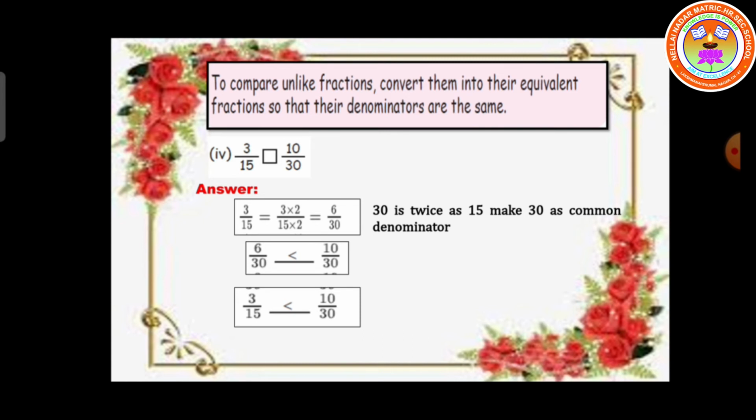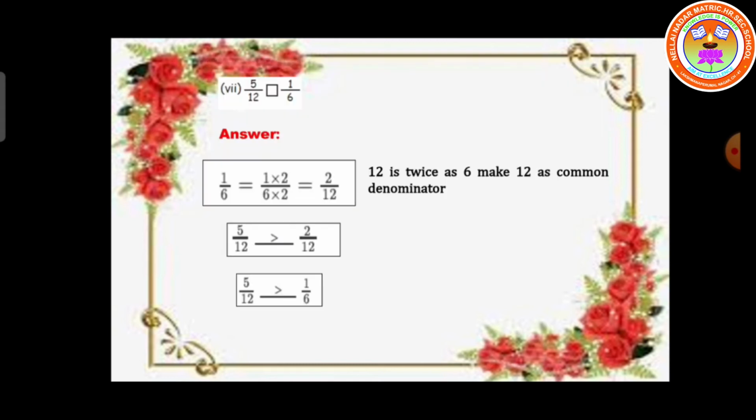Based on the numerators, we have given a symbol that is less than or greater than or equal. Here we have given less than symbol, right? Next, 5 by 12, blank box, 1 by 6. So here see the denominators 12 and 6. We know 12 is twice as 6. So we can make 12 as a common denominator.